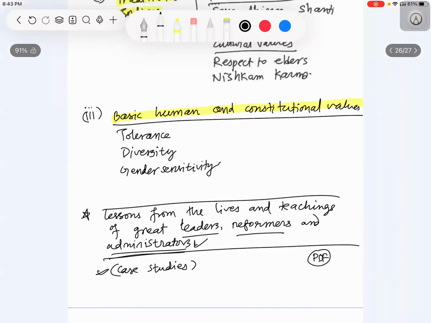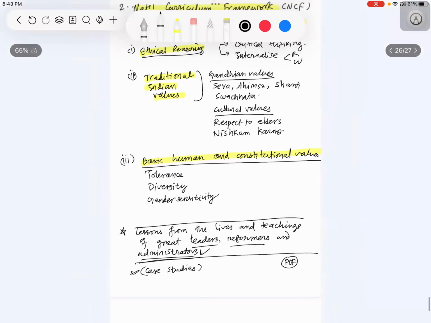Ethics and human interface. So any doubts so far? If you have any doubts, please ask.